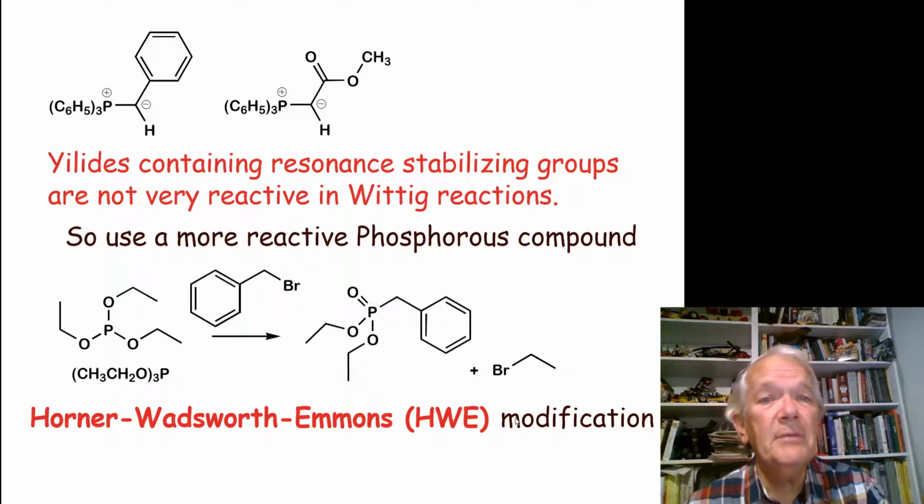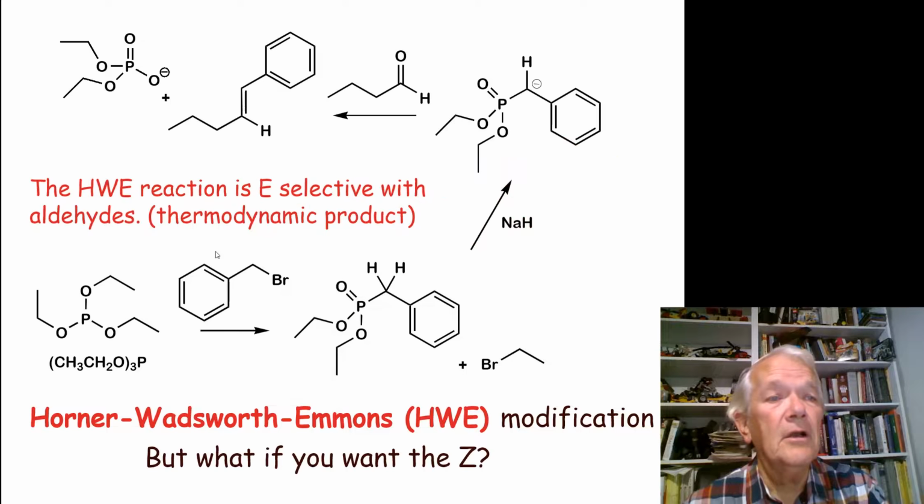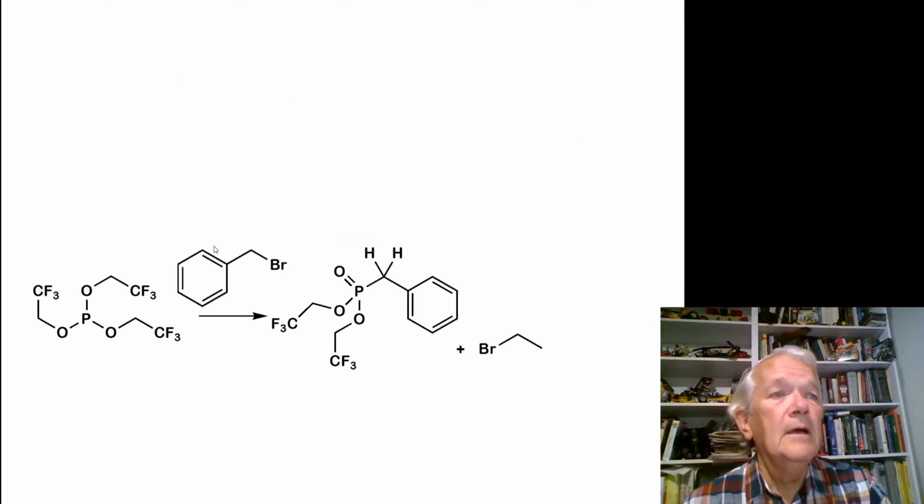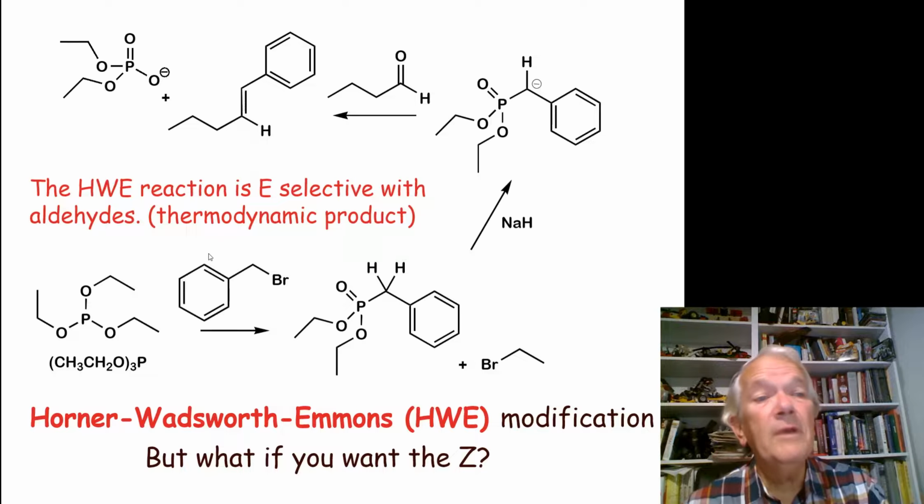This is called the HWE modification. Horner, Wadsworth, and Emmons are the people who invented this, and so these are the ones that you use when there are conjugated groups on your carbon. It turns out that these things automatically give you the thermodynamic product. It's less reactive, and they explore the energy surface more, and they give you the thermodynamic product. But what if you want the Z isomer?